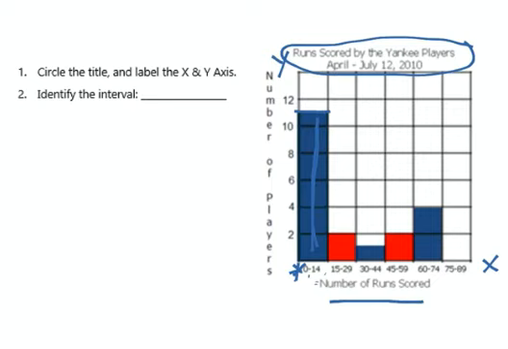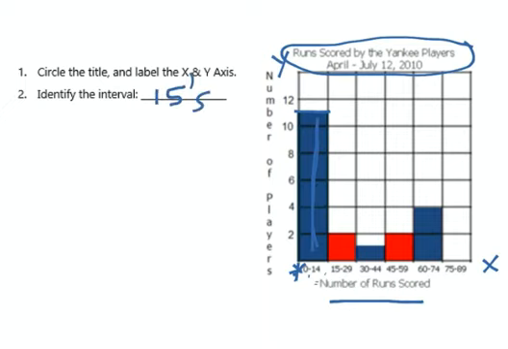Okay, now if we look at number 2, identify the interval. That just means what are we counting by? So intervals can be a little tricky. It looks like there's 14 spaces, 14 numbers represented in that interval, but actually 0 counts. So 0, 1, 2, 3, 4, 5, 6, 7, 8, 9, 10, 11, 12, 13, 14. That's 15 numbers, okay? So we're counting by 15s.